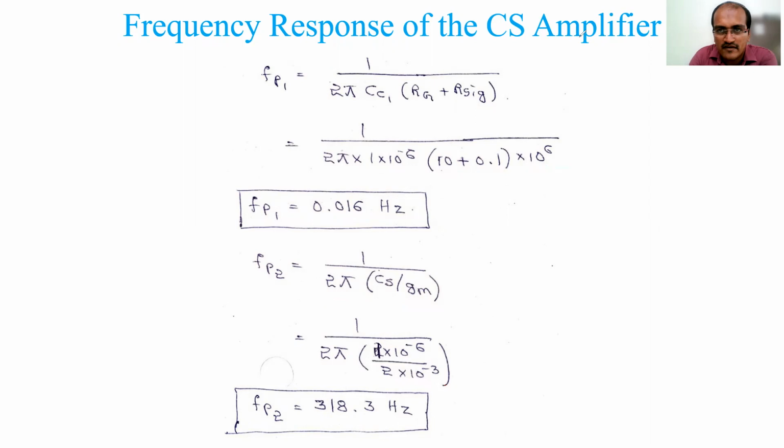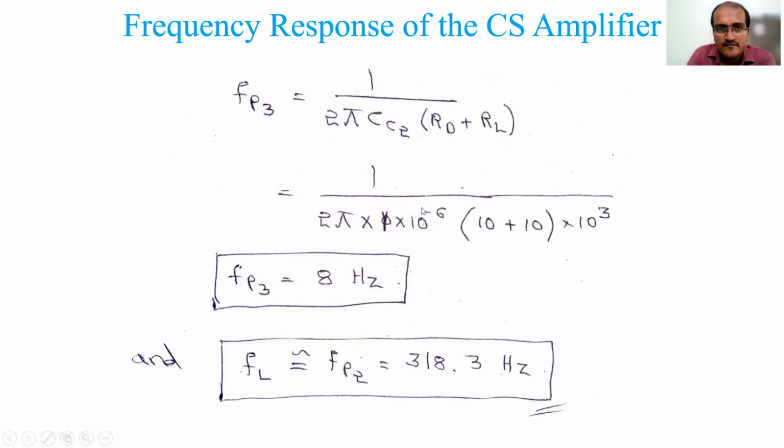Finally fE3 and fL. The fE3 formula depends on coupling capacitor 2 and the output resistances, RD and RL: RD plus RL is written. Substitute the values again. 1 microfarad is given, 1 into 10 to the power minus 6. Both are 10 kilo ohms, so 10 plus 10 into 10 to the power 3 is written. Use the calculator again, take the ratio 1 divided by that answer, and you will get 8 hertz. So that is fE3.